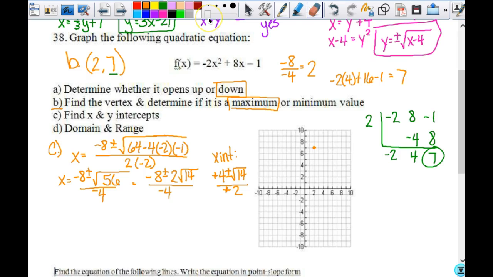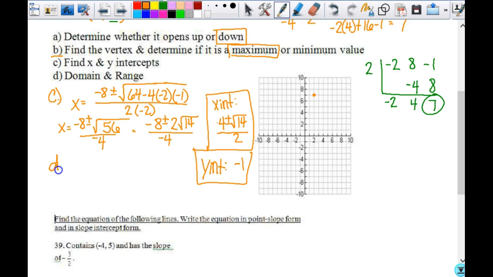So instead of rewriting it, because I'm kind of out of room, I'm just going to erase those. If I had more room, I'd do it. All right, so there's my x-intercepts. Okay, then my y-intercept. Okay, so my y-intercept is when x equals 0, so 0, 0 leaves me with a negative 1. Y-intercept, there's my x-intercept.